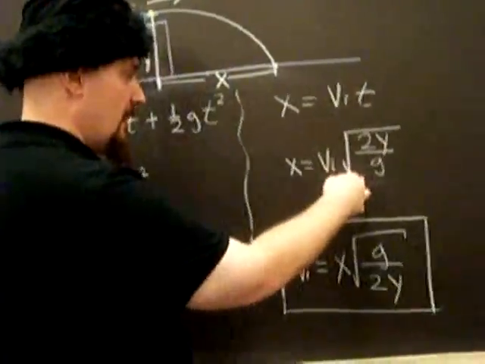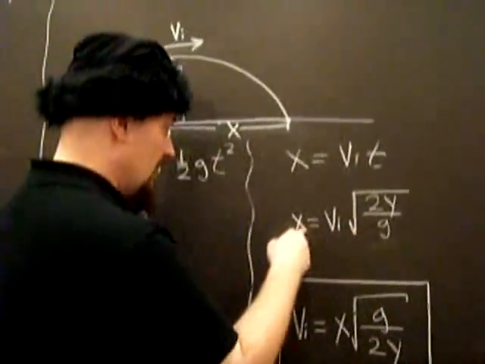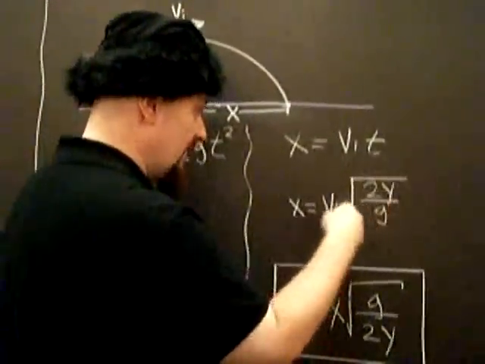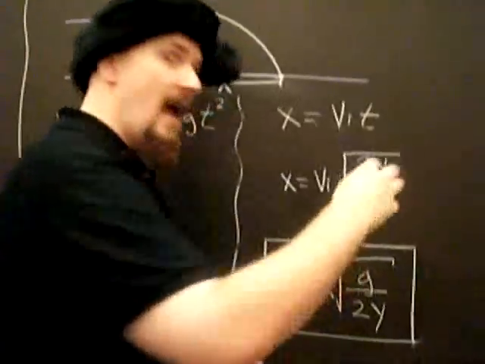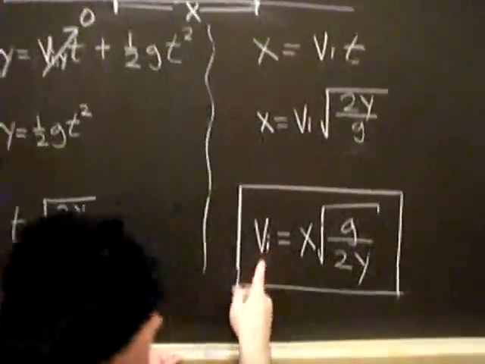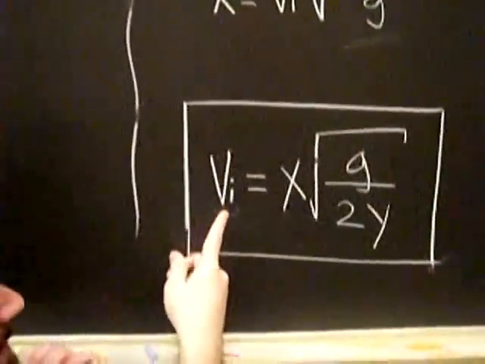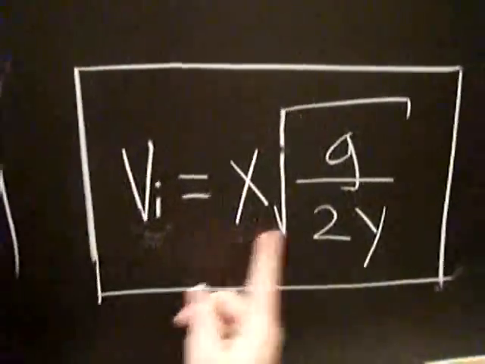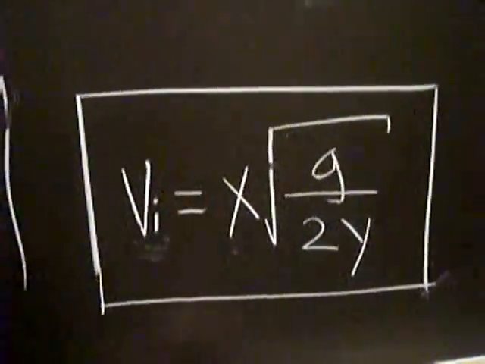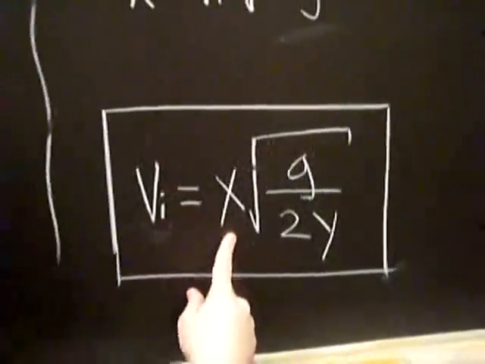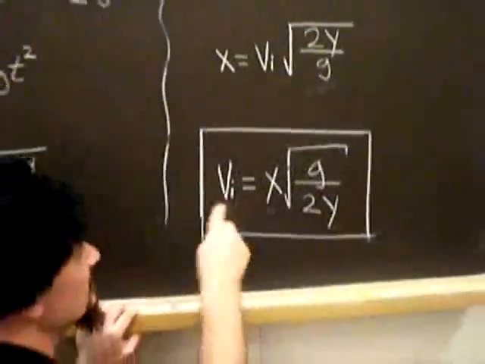Substitution. X now equals VI times t, the square root of 2Y over g. Algebra to what we want: VI equals X times the square root of g over 2Y. So now all we have to find is capital X and Y, and we're in business to find the VI.